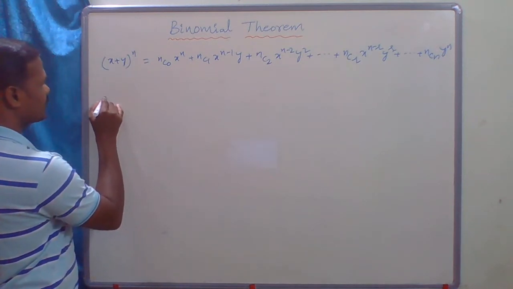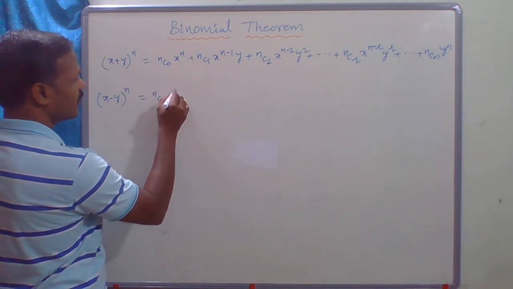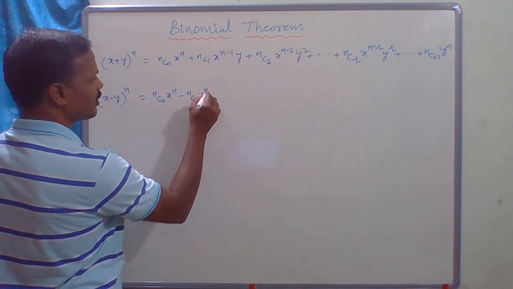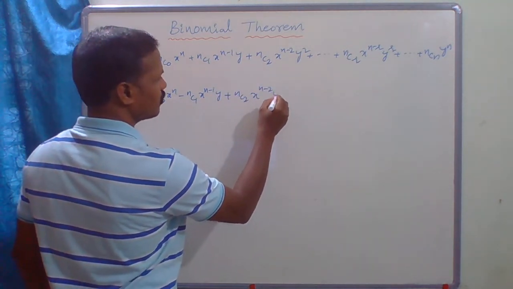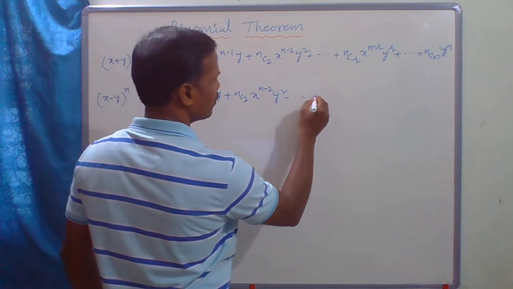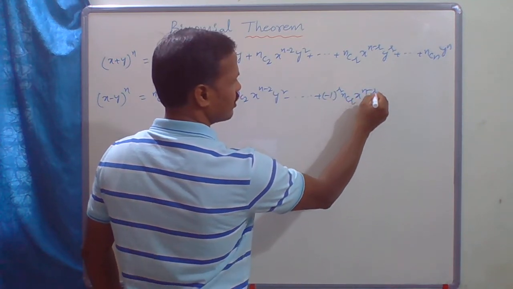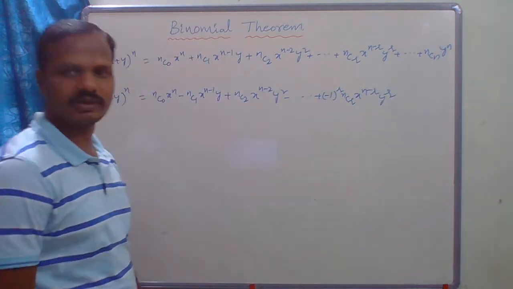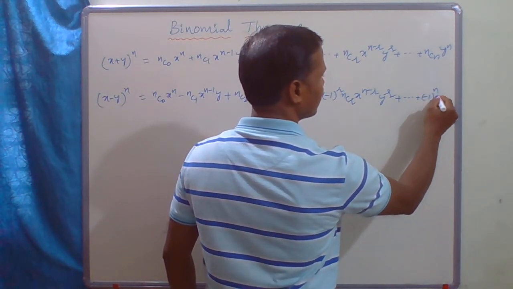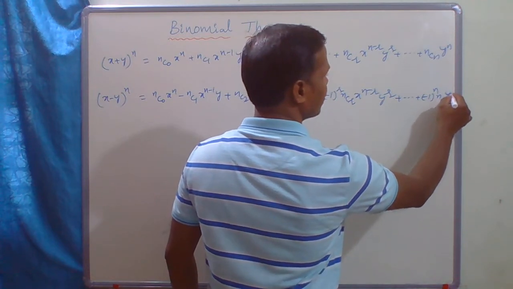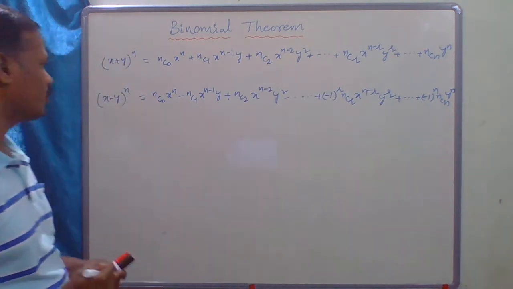Now what is the expansion of (x − y)^n? This is nC0 x^n − nC1 x^(n−1) y + nC2 x^(n−2) y² − and so on, + (−1)^r nCr x^(n−r) y^r, and so on, + (−1)^n nCn y^n. Yeah, clear? Fine.